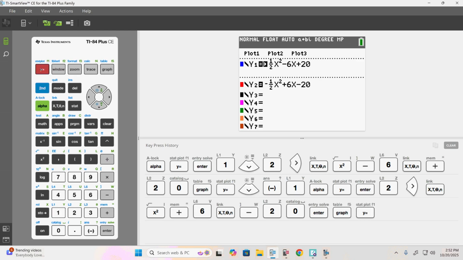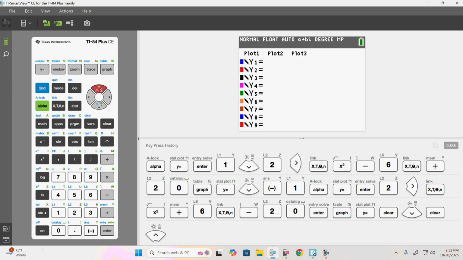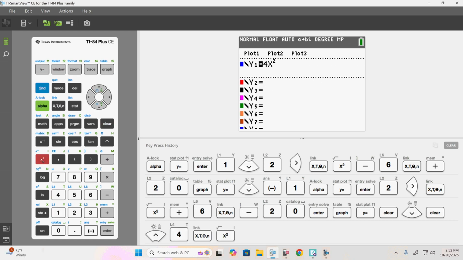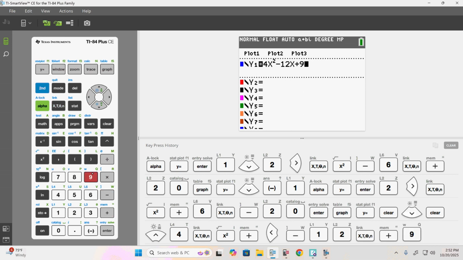Now for this next one here, it is already equal to 0. So we have 4x squared minus 12x plus 9, yes? So let's go and type it in and graph it, because it is already equal to 0, so we're good there. So we can type it in and hit graph.